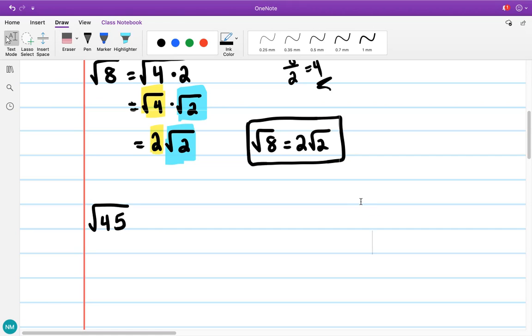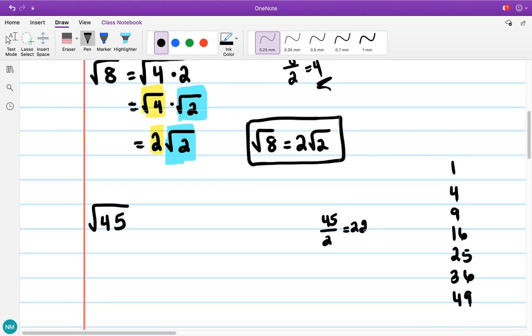I'm going to write my perfect squares out. I have 1, 4, 9, 16, 25, 36, 49. Obviously 49 is not going to be a factor of 45, but I'm going to start with that. Now, you start with cutting it in half. 45 divided by 2 is 22.5. Obviously, 22.5 is not a factor, but again, that is my starting point, meaning anything bigger than 22.5 is going to be out of the question.